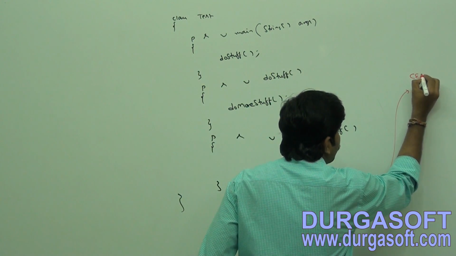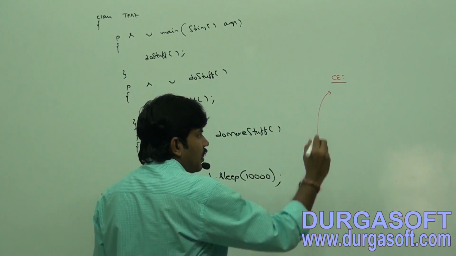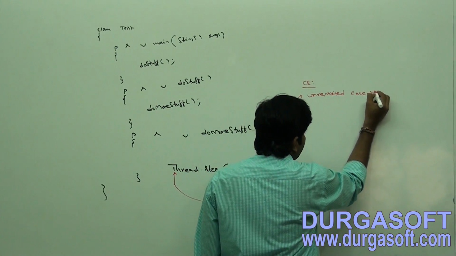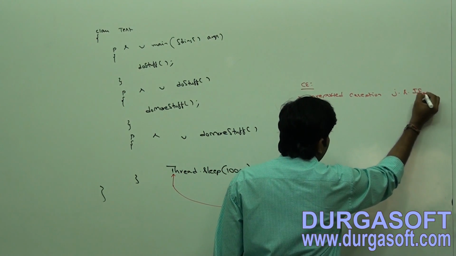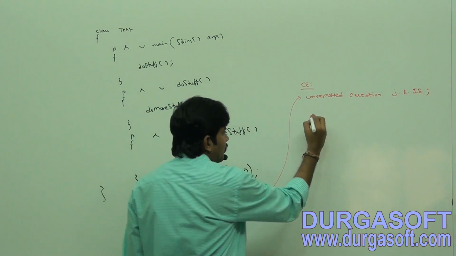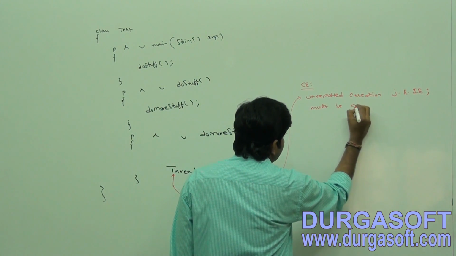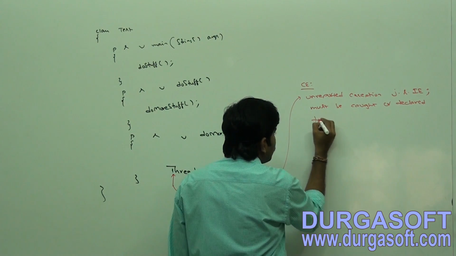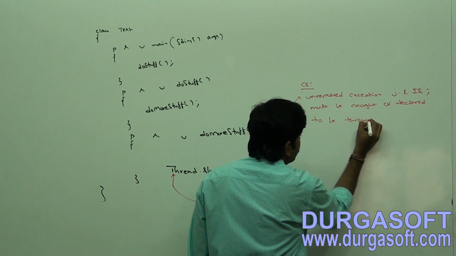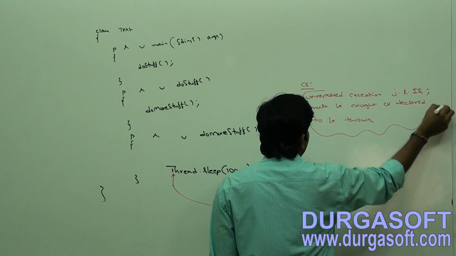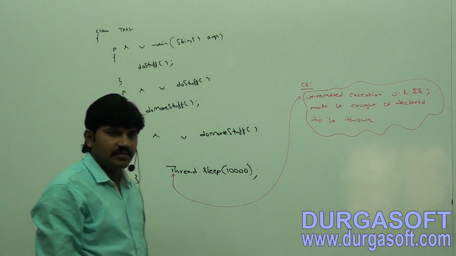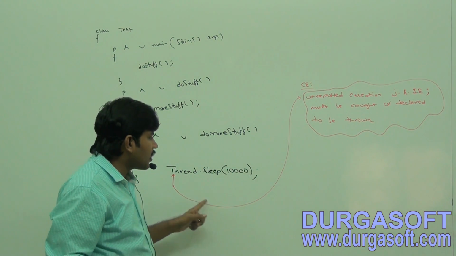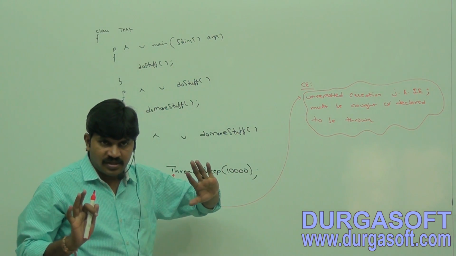Can you please spell out what exact error? Unreported exception java.lang.InterruptedException; must be caught or declared to be thrown. Must be caught or declared to be thrown is nothing but a compile time error we will get. Are you getting? Any explanation required up to this?